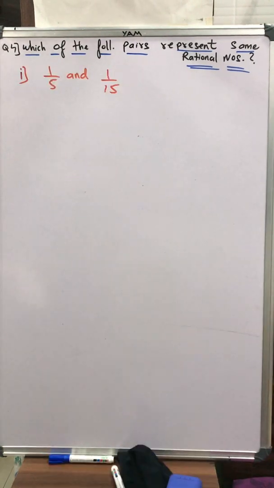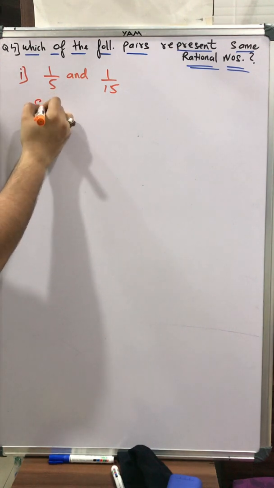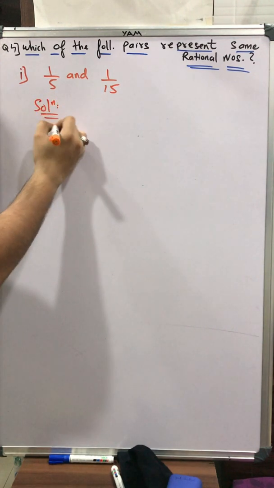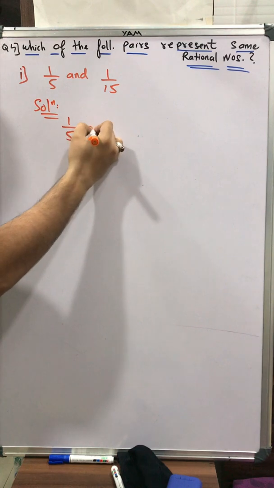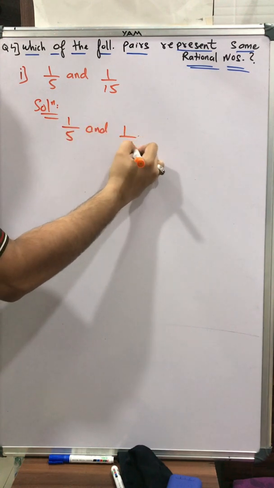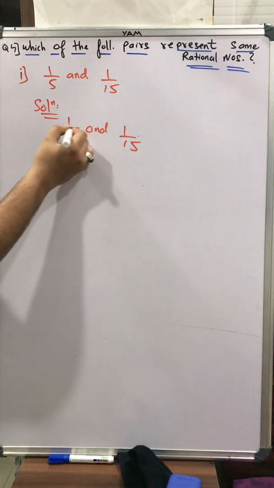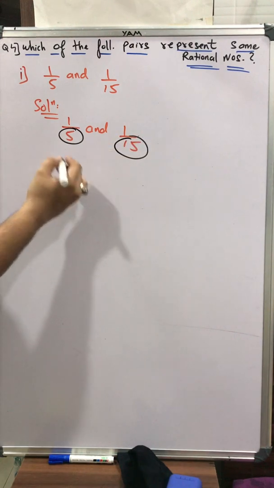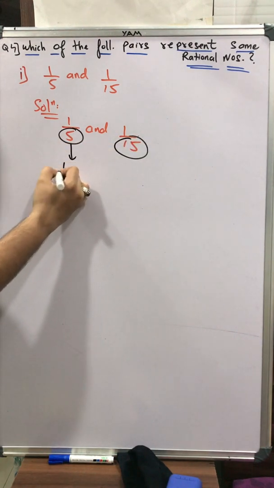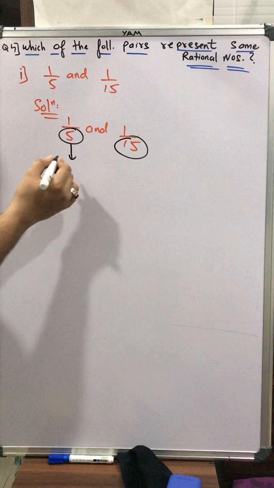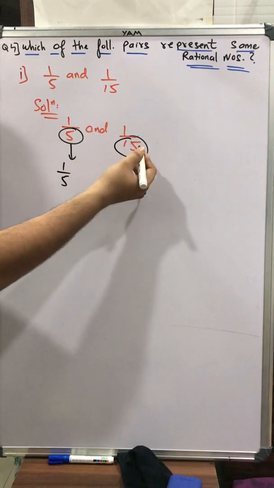Now let's quickly see another question, sub question I, 1 upon 5 and 1 upon 15. Okay, so now in the solution part, I'll copy them, 1 upon 5 and 1 upon 15. Now, as I told you, everything depends upon the denominator. First we work on the denominator. We make the denominators equal. So I'll start with the first fraction, which is 1 upon 5. I very well know that when 5 is multiplied with 3, I get 15.